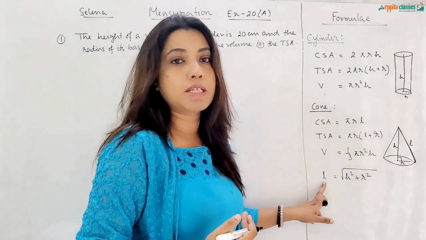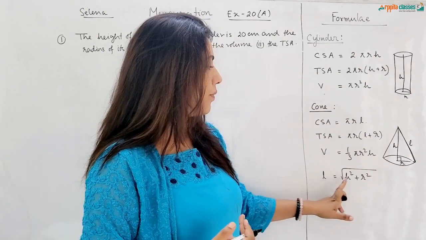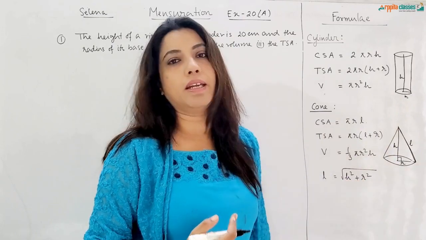Sometimes we need to find out the slant height or anything, h or r, anything. So the formula is L is equal to under root h square plus r square. This is Pythagoras theorem, since this is a right angle triangle.